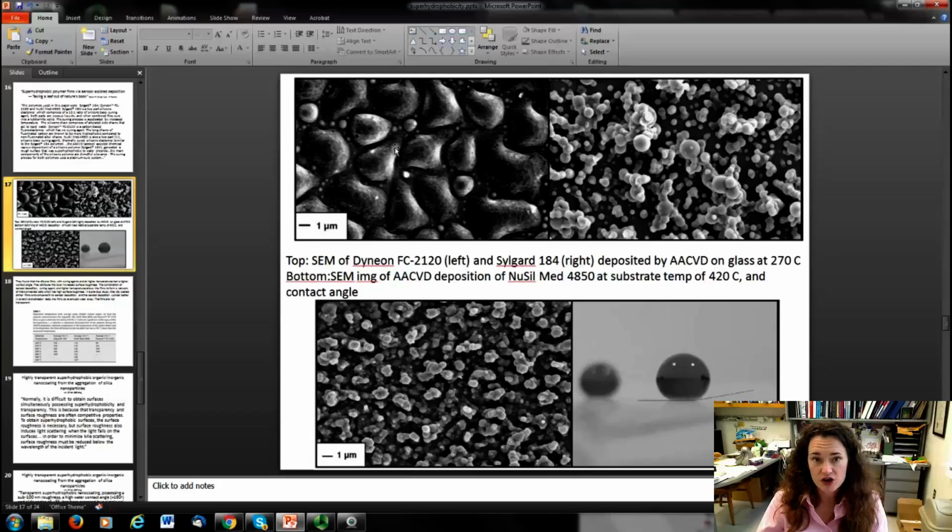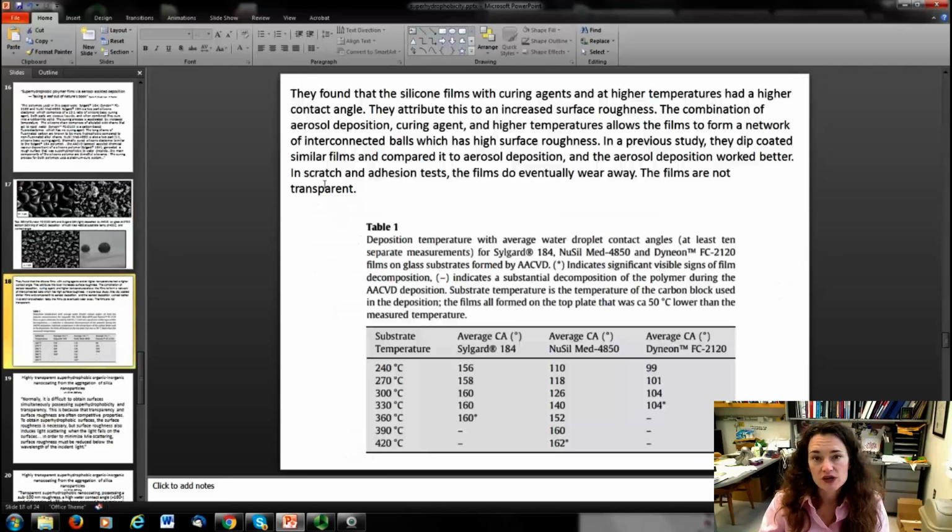So you can see we've got our microstructures with the nanostructures on the top in these images, and that is sort of the Cassie Baxter kind of regime. Now what they found was that the silicone films with the curing agents and at higher temperatures had a higher contact angle, and they attributed that to an increased surface roughness. And the combination of the aerosol deposition, the curing agent, and higher temperatures allowed the films to form a network of little interconnected balls that had the higher surface roughness.